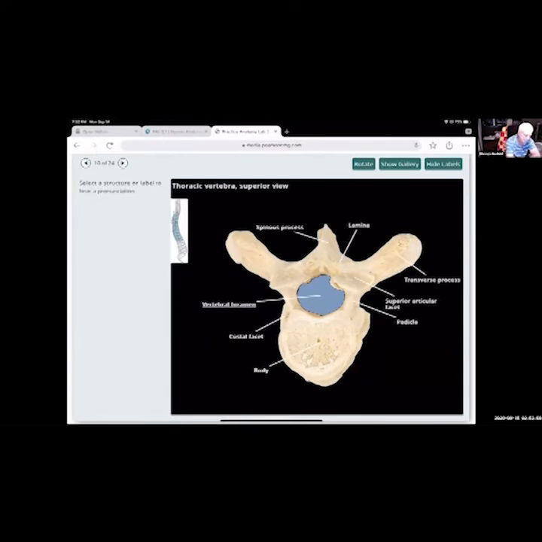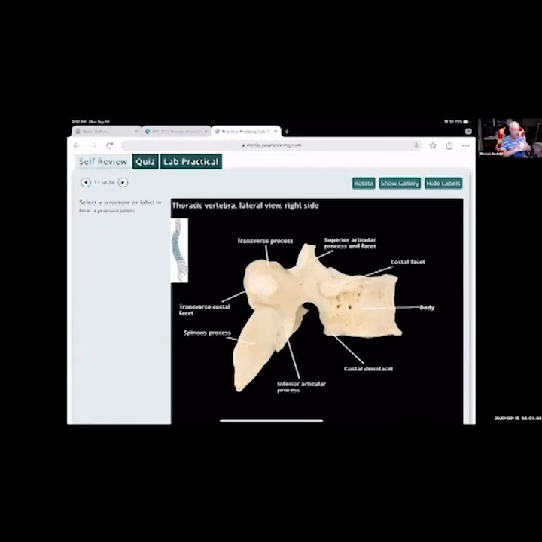You have your costal facet, where the ribs attach. So we're talking about vertebrae. This is a thoracic vertebra. Okay, same principles, it's just larger than the cervical ones. Starting to get more pronounced in their different structures. So again, you've got your superior articular facet.